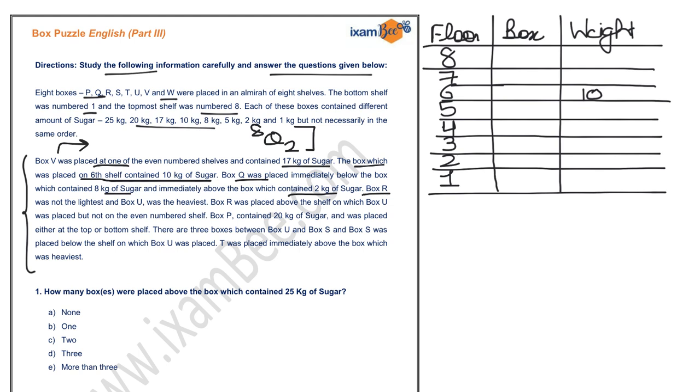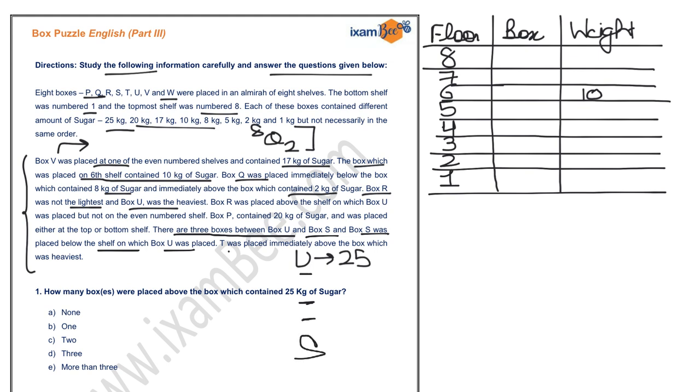Now box R was not the lightest, right? And box U was the heaviest. Now the heaviest among all is 25 kg. That means you must have the 25 kg weight, right? Now if you read this condition, there are 3 boxes between box U and box S, and box S was placed below the shelf on which U was placed, right? So there is a gap of 3 boxes between your U and S, and S is placed below.